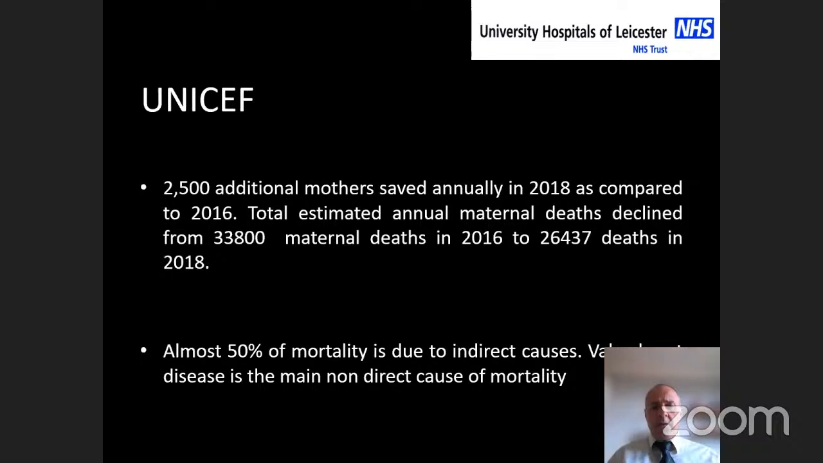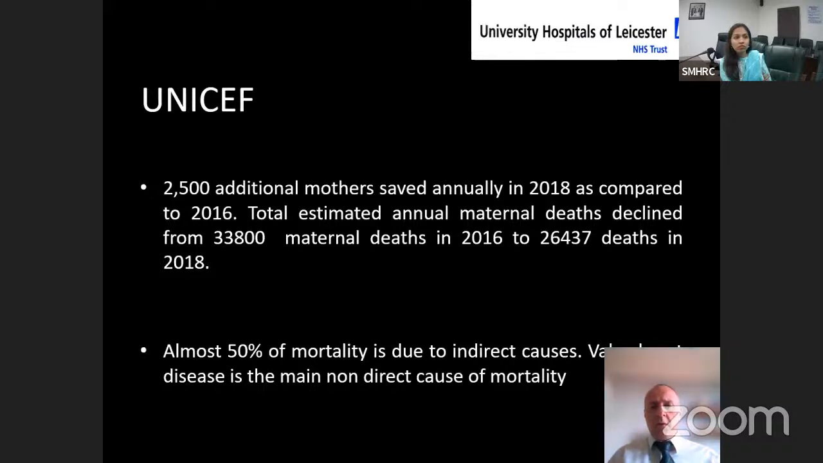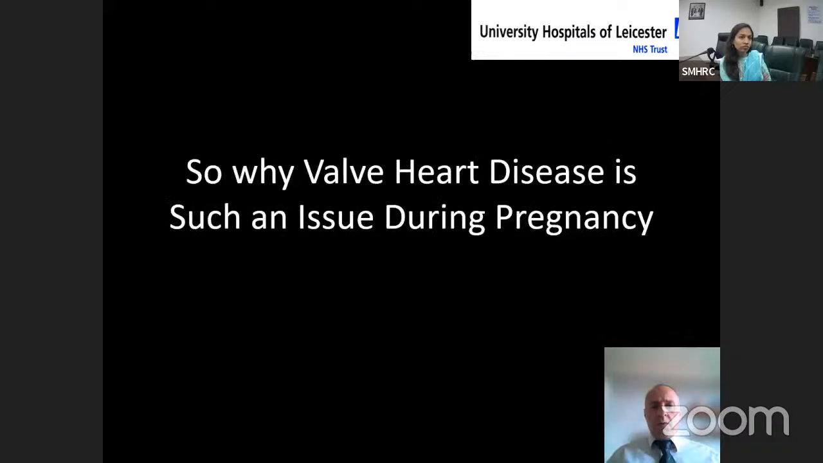The maternal mortality rate in India for the period 2016 to 2018 was associated with 2,500 additional mothers saved annually. I found conflicting reports, but it's estimated that up to 50% of maternal deaths are attributed to indirect causes. Heart disease in India is also the main indirect cause of maternal death. So why is heart disease such an issue during pregnancy?